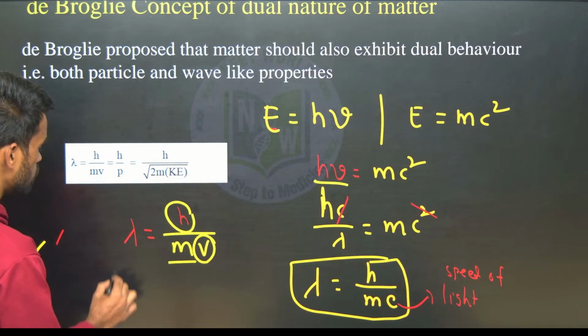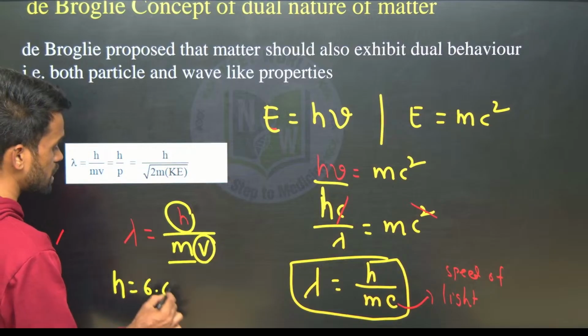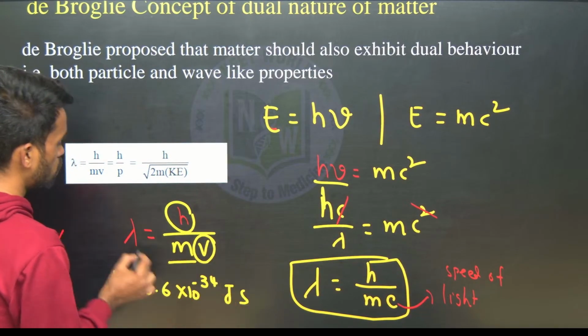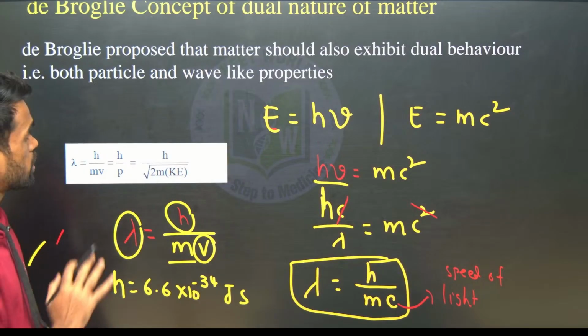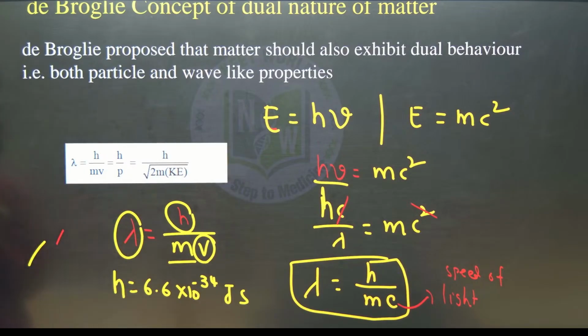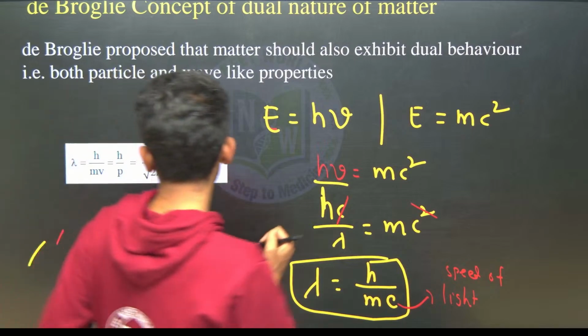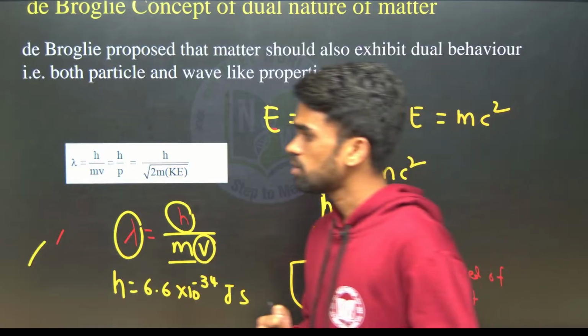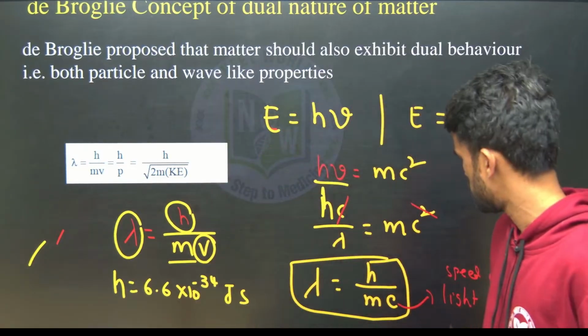What is the value? h equals 6.6 into 10 power minus 34 joule second. Lambda is the wavelength here. This is how we can calculate de Broglie wavelength. So write this final formula, lambda equals h by mv. We will do some questions related to that.